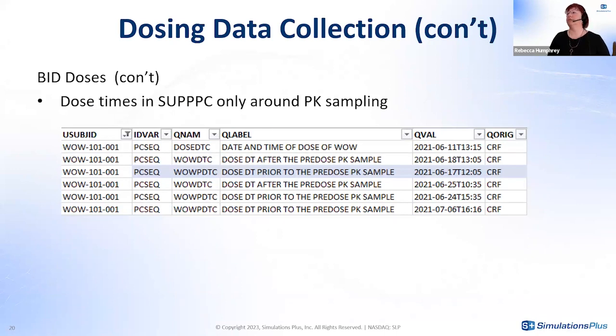Likewise, there were additional dose dates and times recorded in the supplemental PC file. So in the supplemental PC file, at the time of PK sampling, there was the dose date and time prior to the pre-dose sample collected and recorded, and there was the dose date and time after the pre-dose PK sample collected and recorded. So you can see on 6/17, they had a dose at 12:05. So we now know that one of the doses was skipped, but one of the doses was administered at 12:05 on that day.